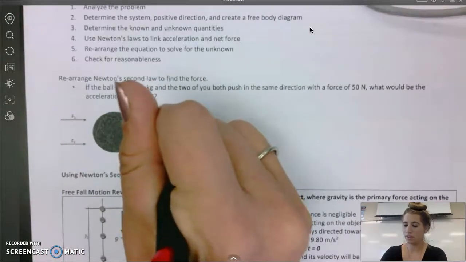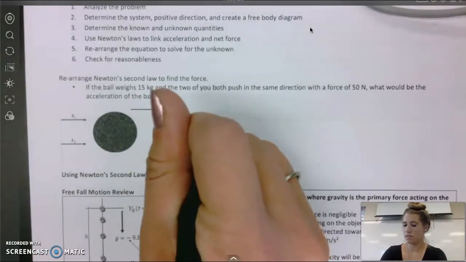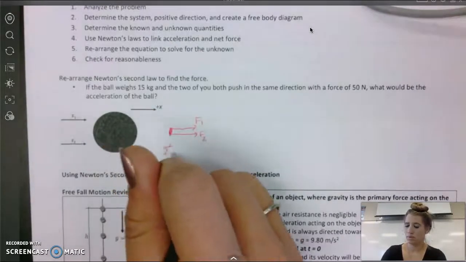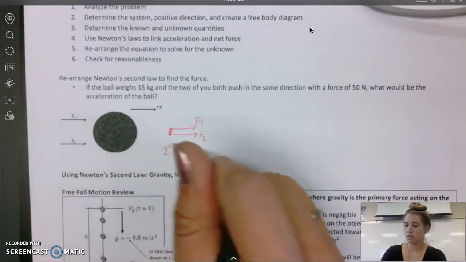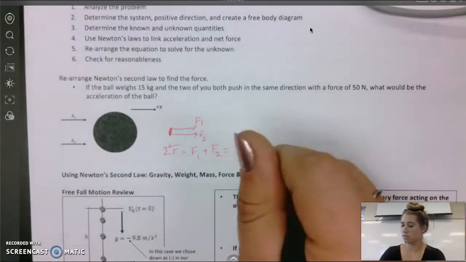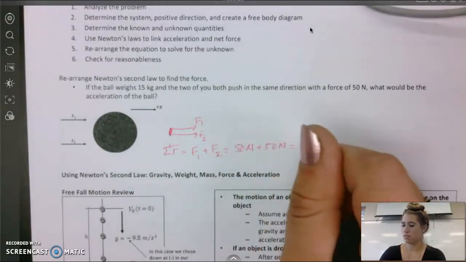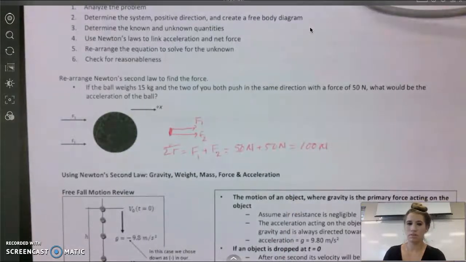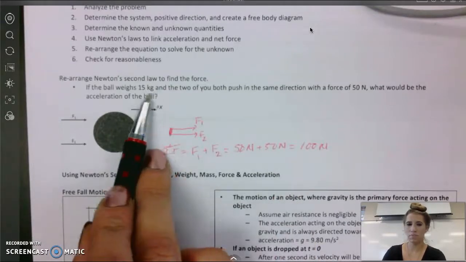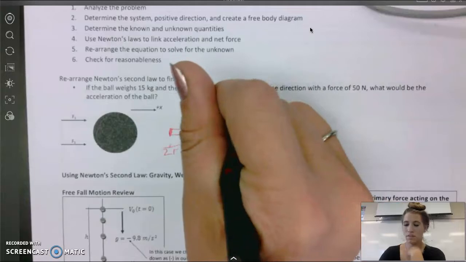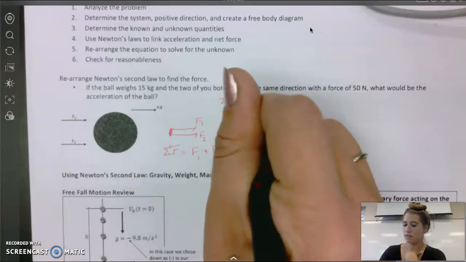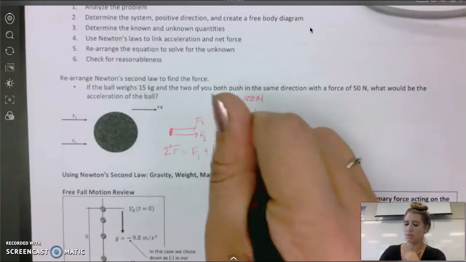So our free body diagram here, we have force 1 and then force 2. So the sum of our forces would be force 1 plus force 2. So 50 newtons plus 50 newtons, we have 100 newtons of force. Okay, so we recognize our knowns. We also know the mass. So sum of the forces is equal to 100 newtons. Mass is equal to 15 kilograms. Acceleration is what we're solving for.